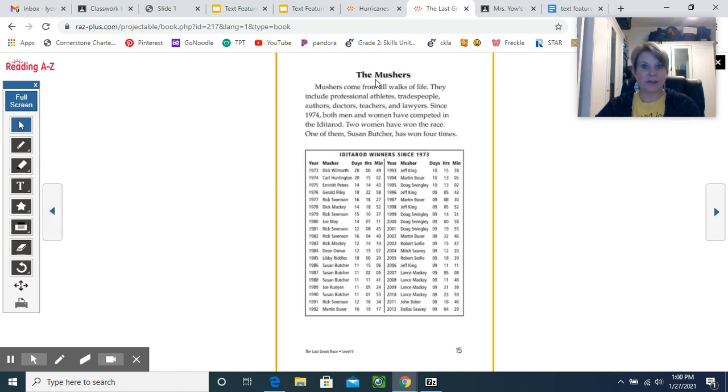Here is another heading, so I know this is the musher topic that I was looking at earlier. Do you remember what this was called? This is called a table. So it's almost like a timeline also. So this is a table of the Iditarod winners since 1973.